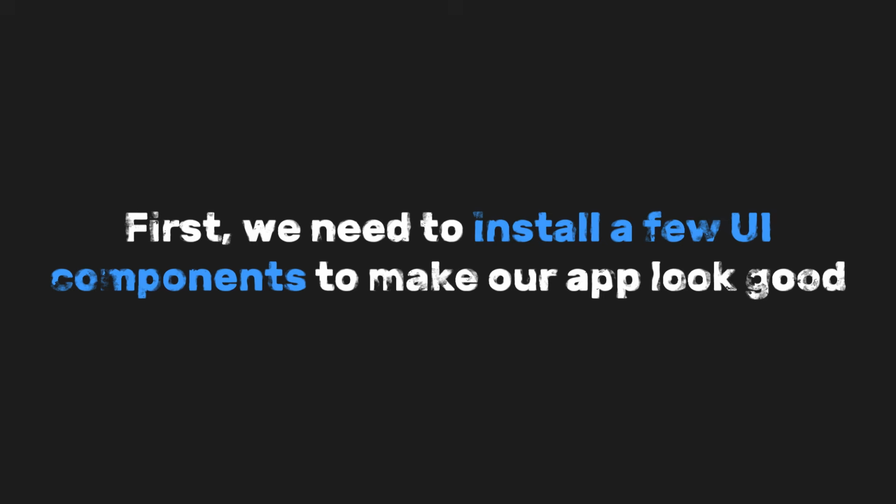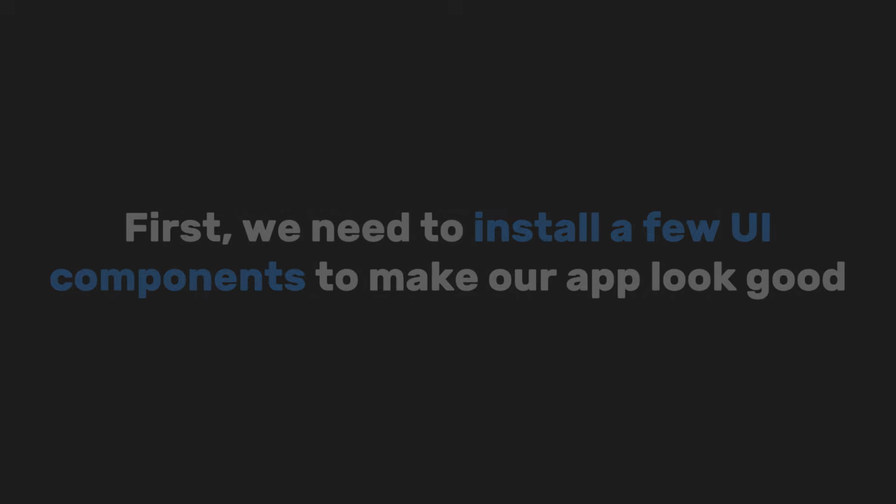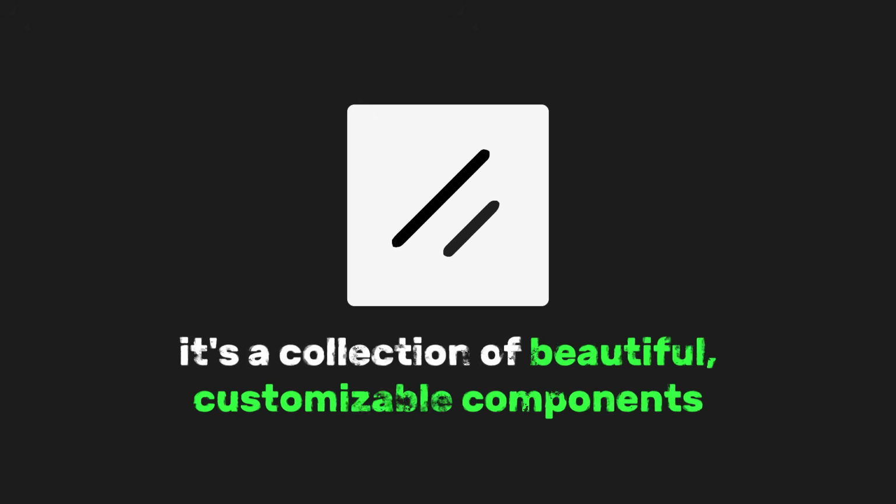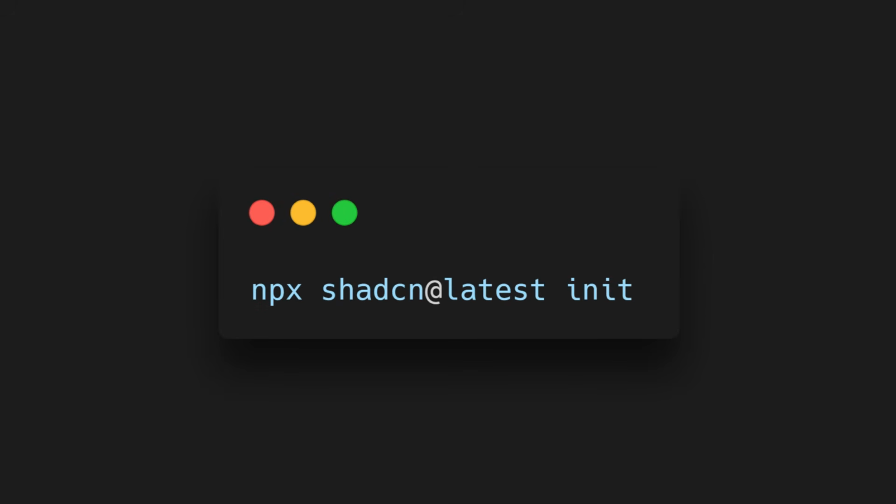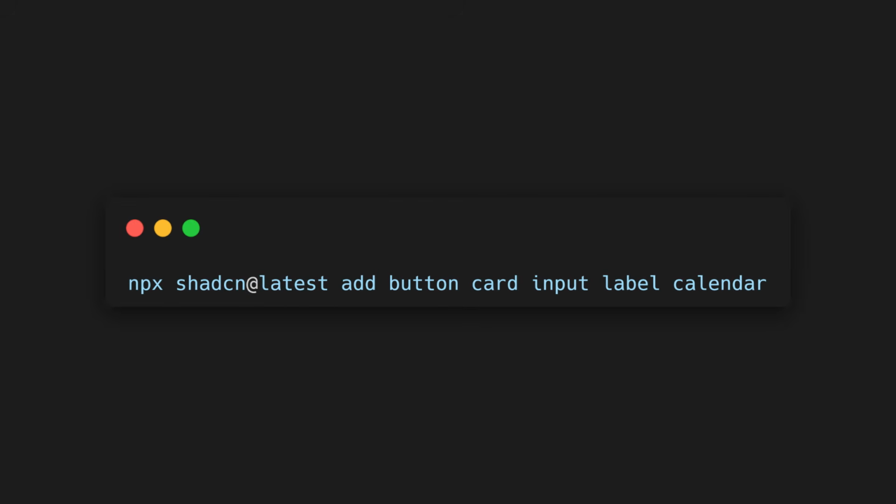First, we need to install a few UI components to make our app look good. We'll use shadcn UI. It's a collection of beautiful, customizable components. Run this in your terminal. npx shadcn at latest init. Choose the defaults when prompted. Then install the components we need. Now let's create the dashboard layout.